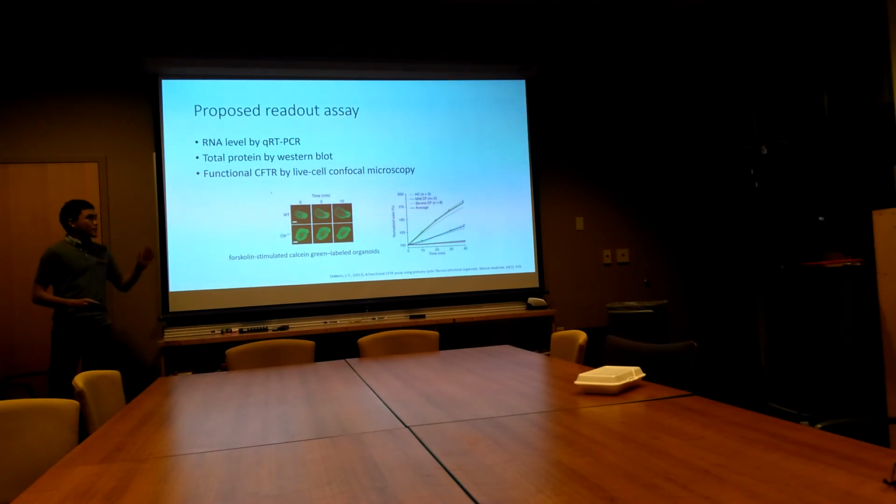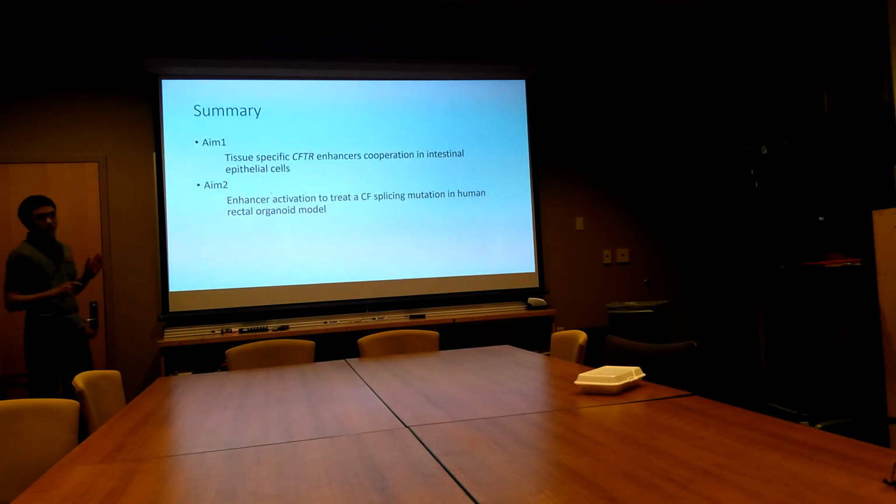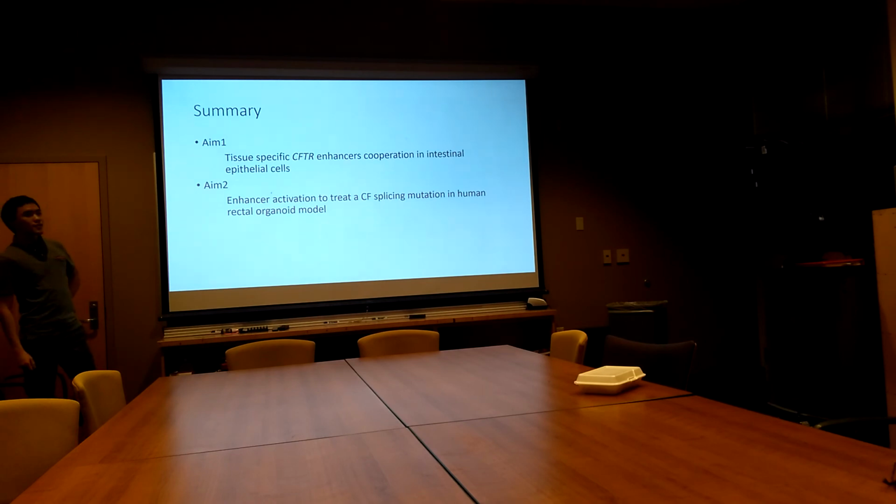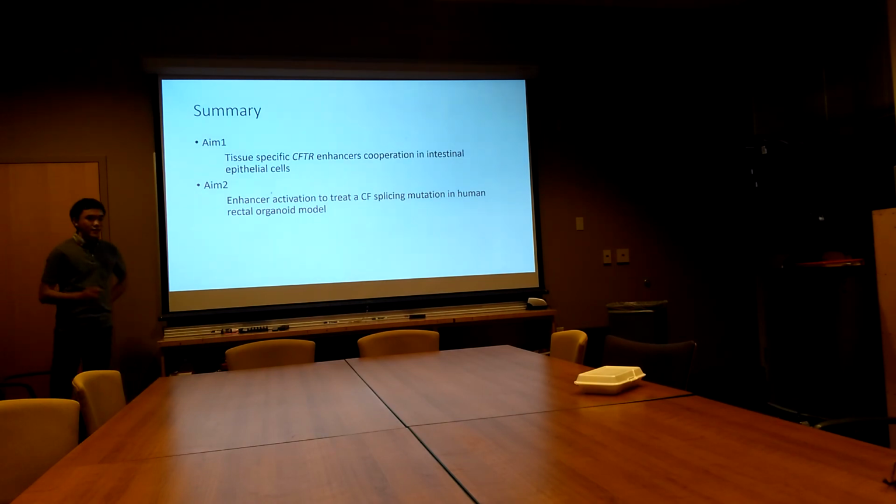So that's the plan for Aim 2. In summary, my research will first address the CFTR enhancer cooperation in the intestinal epithelial cells. Second, I will propose to expand our understanding from the cell lines to an organoid model to address potential treatment for the splicing mutations.